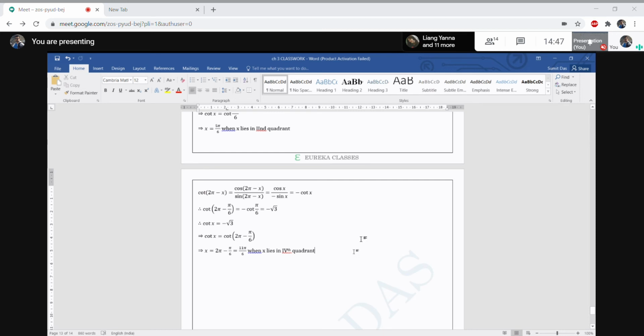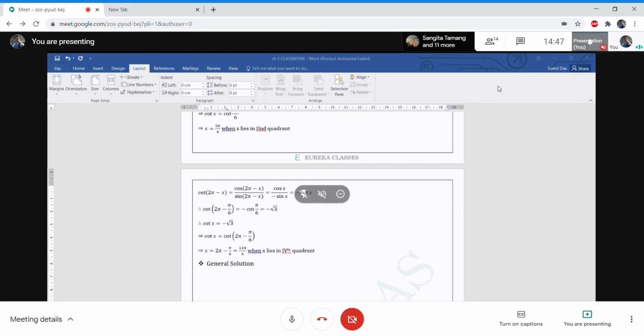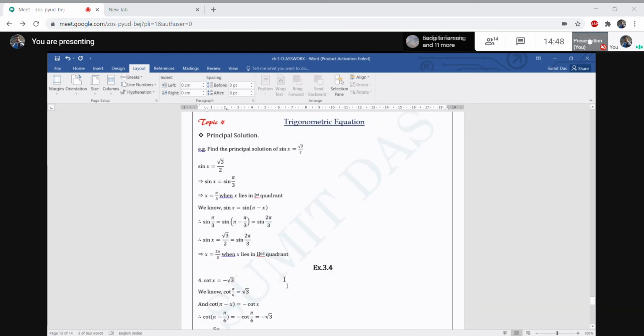Okay, now let's move on to the general solution. Very important part. General solution. This is the most important part of today's topic. If you have any doubt regarding the previous thing, you can ask me. If anyone has any doubt regarding the previous principal solution, you can ask me now.